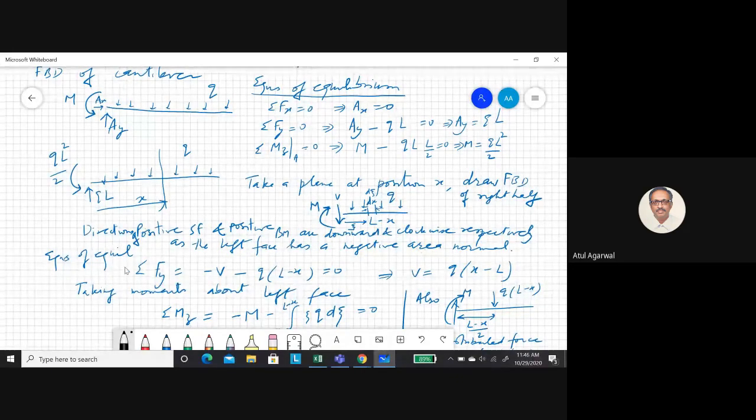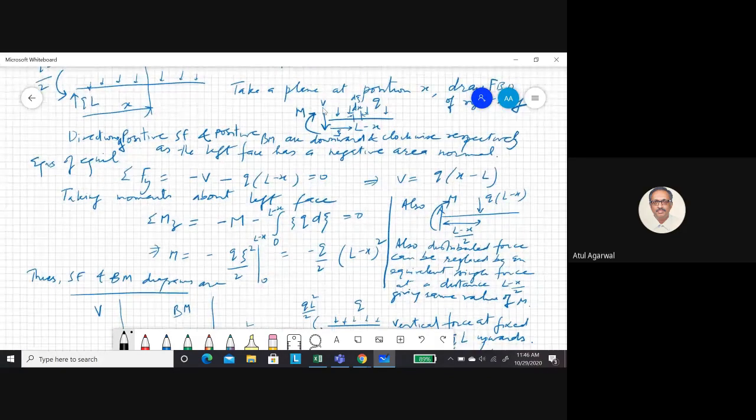Now, what are the equations of equilibrium? Vertical force sum. Now you see this force is downwards, so as per static sign convention this is minus V. And this force you see is downwards, so minus Q into L minus X. This length is L minus X, so total force becomes Q into L minus X, but downwards. So you get your V is equal to Q into X minus L.